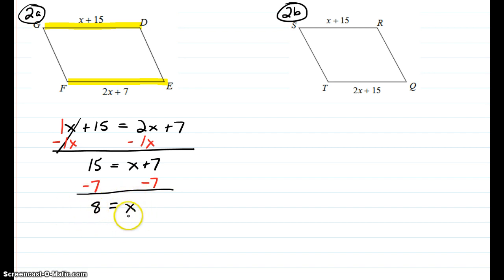Now that we know that x is 8, we can go back and plug it in. And you can plug it into either one. So let's go ahead and do GD. And since GD is x plus 15, and we now know that x is 8, 8 plus 15 equals 23. So our final answer would be GD equals 23. Alright, so try 2b on your own.